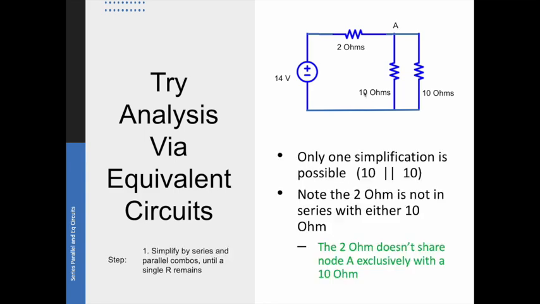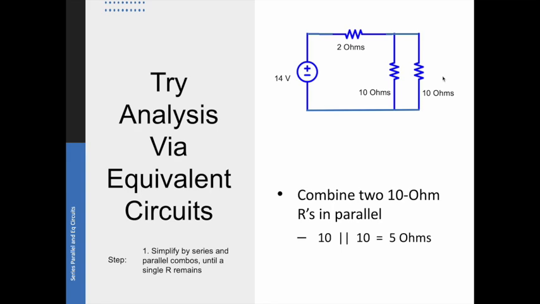Okay, we'll start off here. There's only one simplification we can do. It's these two 10s in parallel. And I'll just take the opportunity to point out that this 2 ohm is not in series with either of the 10 ohm resistors. They do share a node A, but the 2 and this 10, for example, do not share node A exclusively. This other resistor also taps into it. So we don't have a series combo here. We just have the two 10s in parallel. Two tens make a 5.